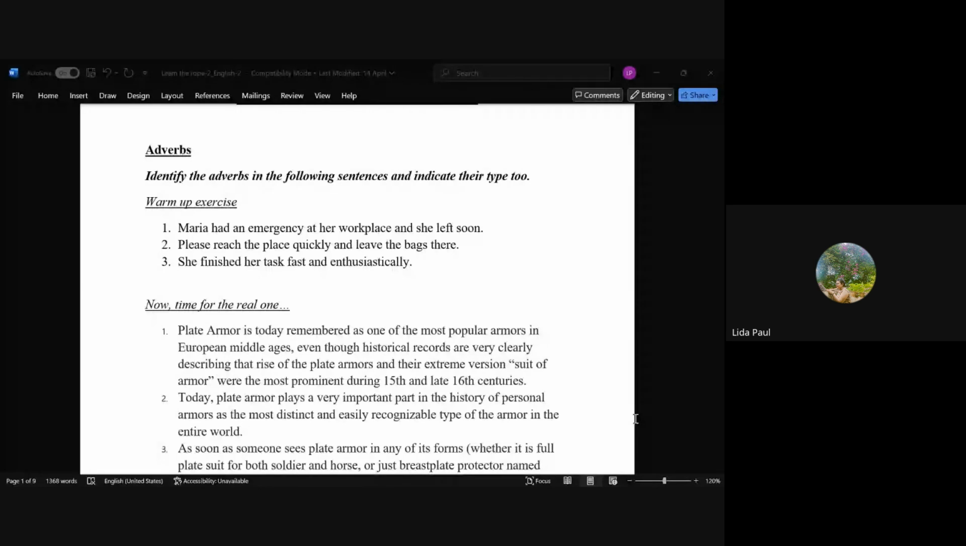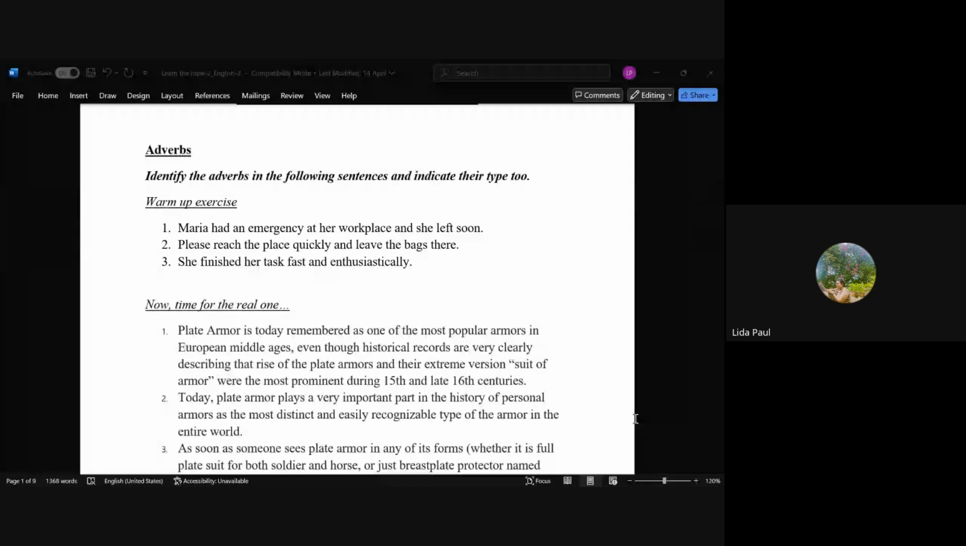Soon, yes, you're right, Varun. That is one adverb, and that is an adverb of time, right? More like frequency, but I think you can also call it the adverb of time. Anything else therein? Maria had an emergency at her workplace and she left soon. Emergency is an adverb. Look at it closely. Maria had an emergency. Maria had what? So this is like an object, right? So more like a noun.